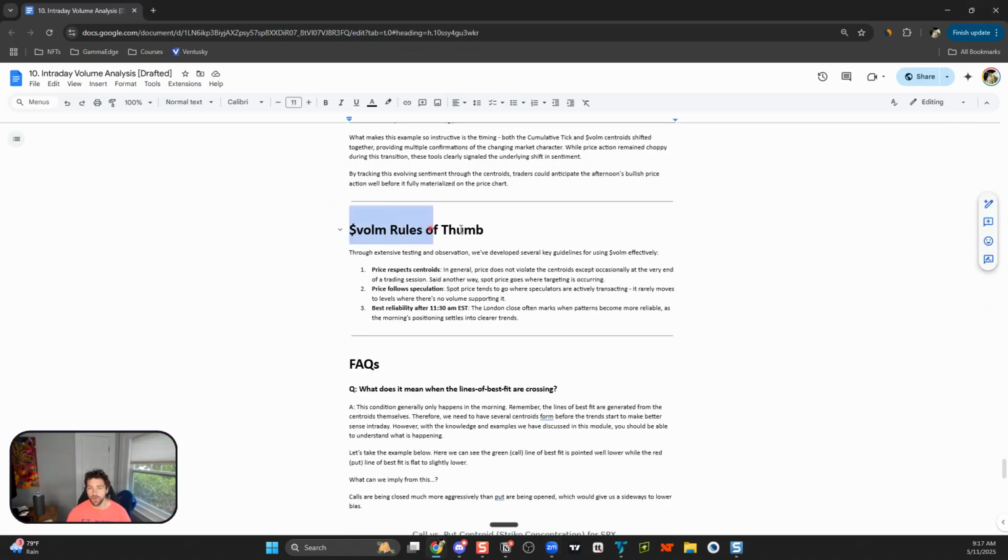So, quickly going over some volume rules of thumb. This is really just due to extensive testing and observation on our part. Price respects centroids. In general, price does not violate the centroids except occasionally at the very end of the trading session. Said another way, spot goes where transactions are occurring, or where targeting is occurring.